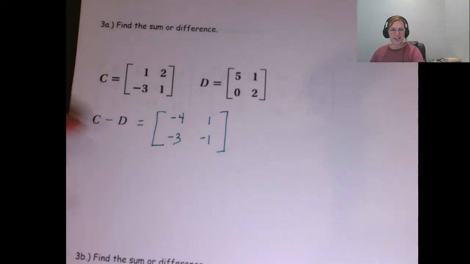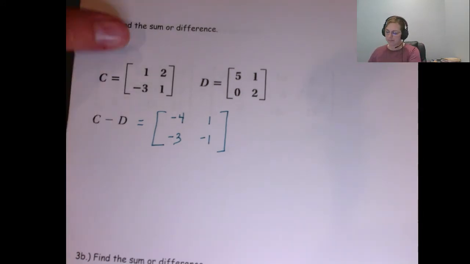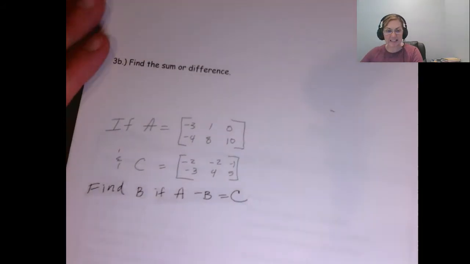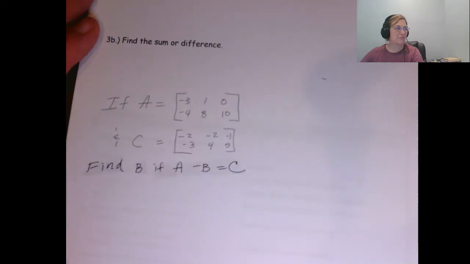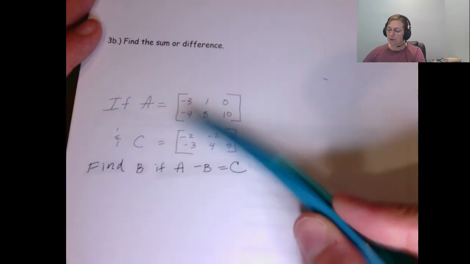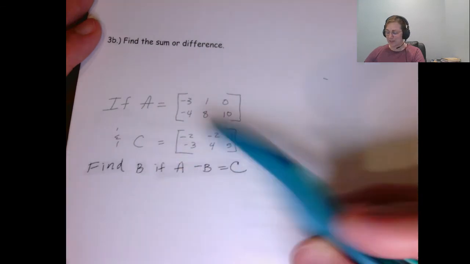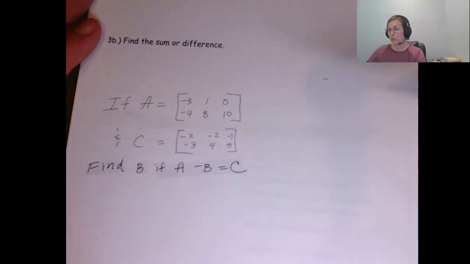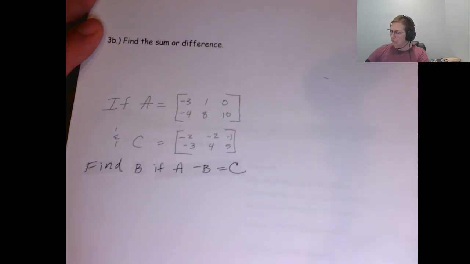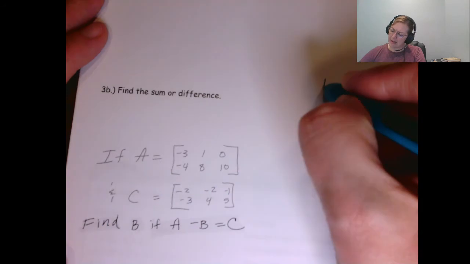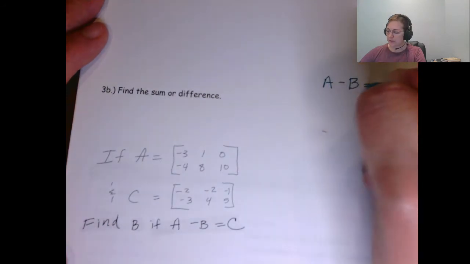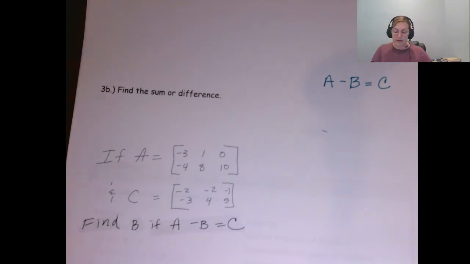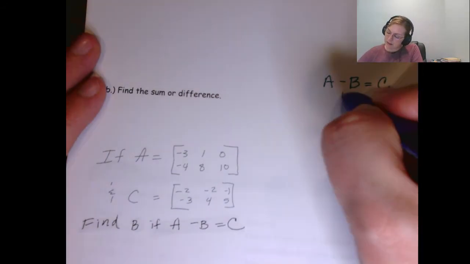Just a little bit of notation change there with number 3. Let's look at 3B. One was written in at the last minute. That's okay. It's still a good problem for us to take a look at. Before I jump into the matrices, I want to look at this equation. It says find B if A minus B equals C. A little algebra here, right? I'm going to say A minus B equals C. I'm looking to solve for B. So I'm going to go ahead and add B to both sides.